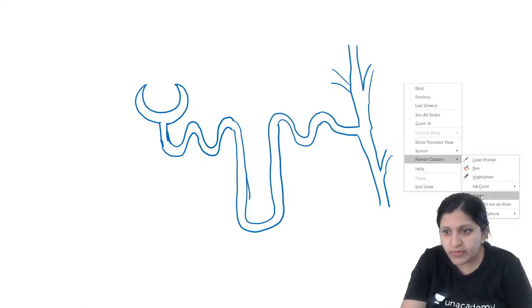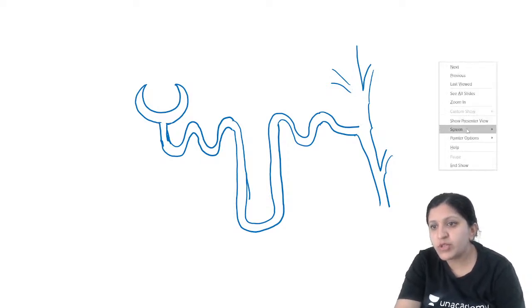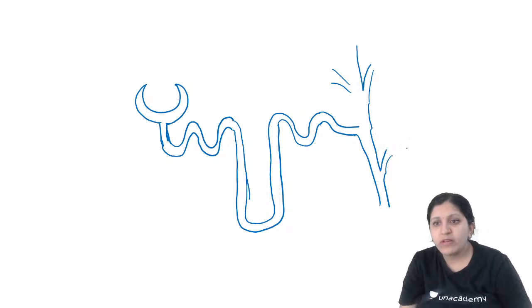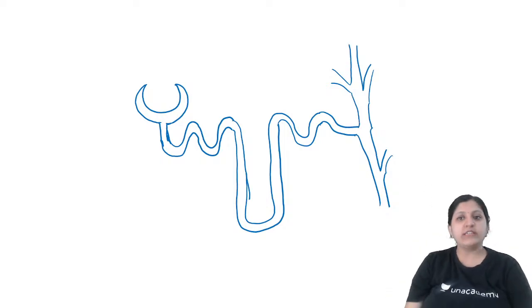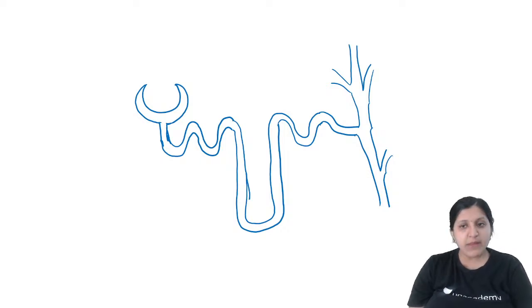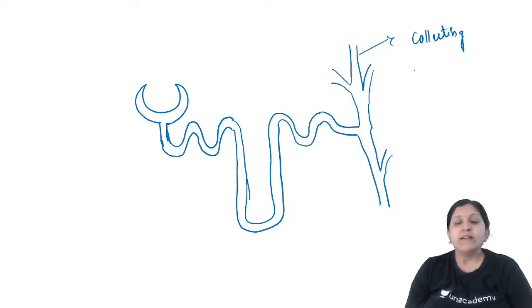Let me erase this part. Oh, this one does not work like this. Anyway, I'll just join it like this then, better. So this is actually the collecting duct. Now I'll label the parts I have drawn. This is the collecting duct, where once the urine is formed in different nephrons, the urine collection will be done through this collecting duct.